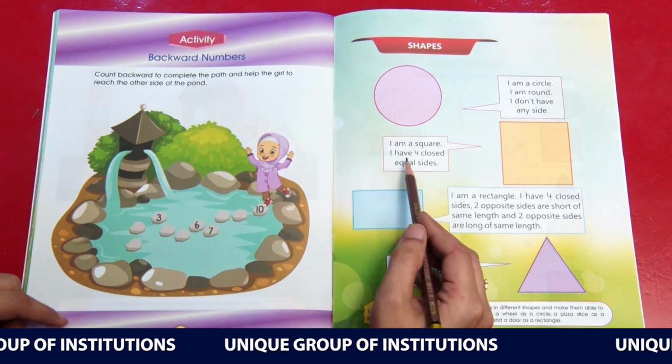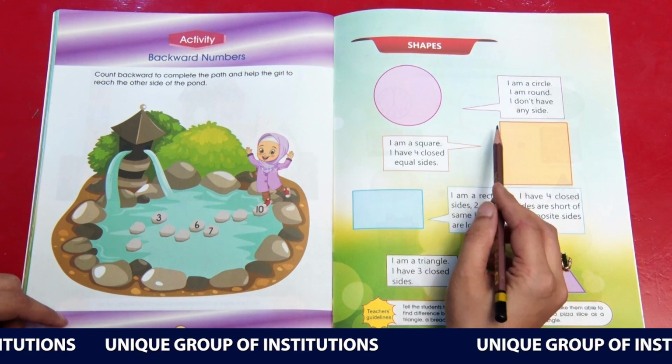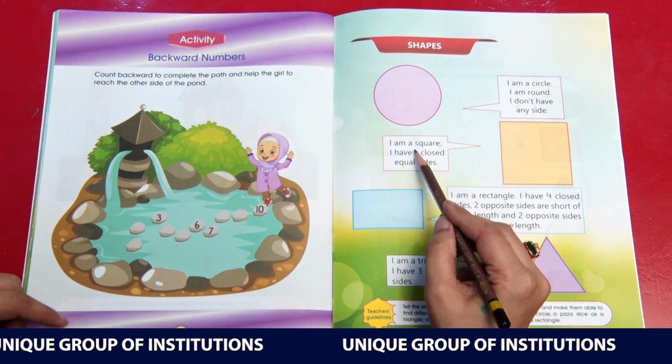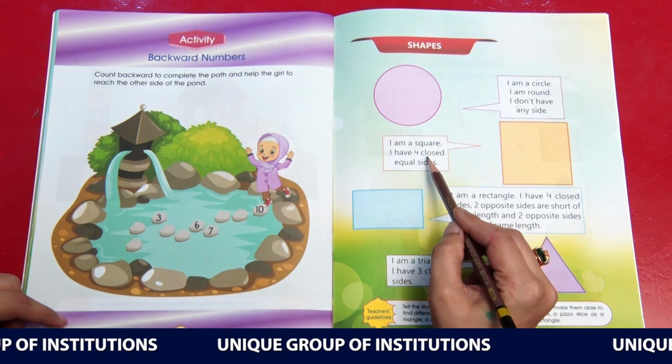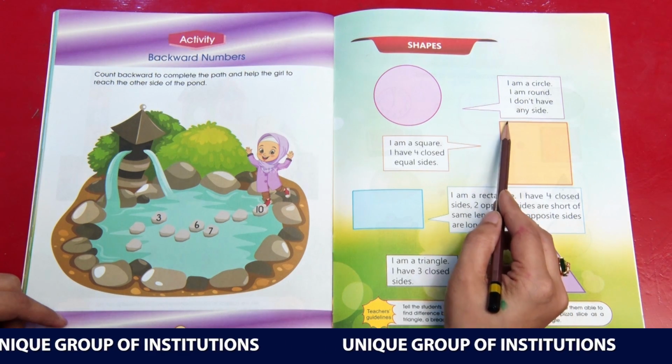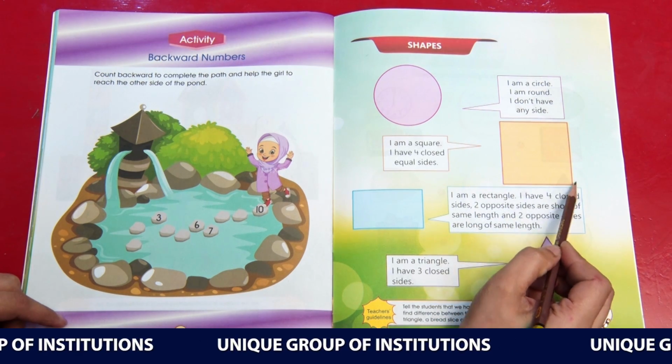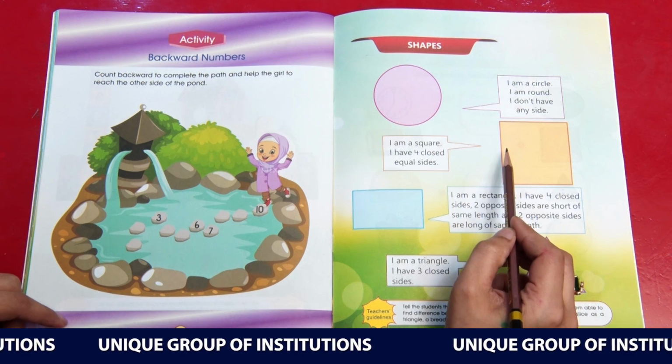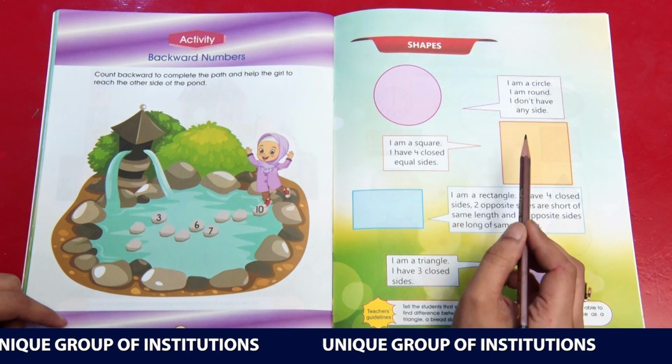Next we have square. I am a square. I have four closed equal sides. As you can see, it has four equal sides. So this is square.